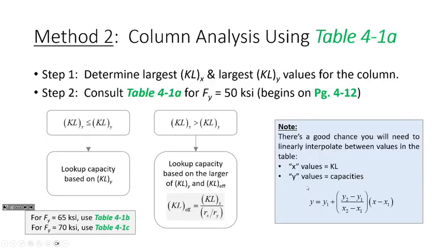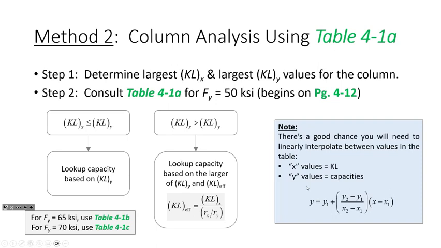To analyze using table 4-1, it's a little bit different. We talked about this table last time, but this section of the manual lists the axial capacity directly, so not the stress, but the actual load that the column can carry as a function of the column's length, not its slenderness, okay?